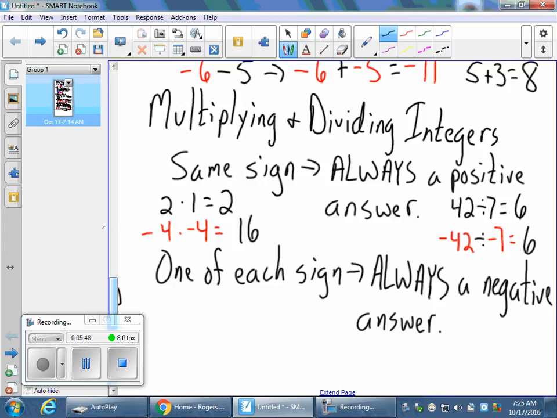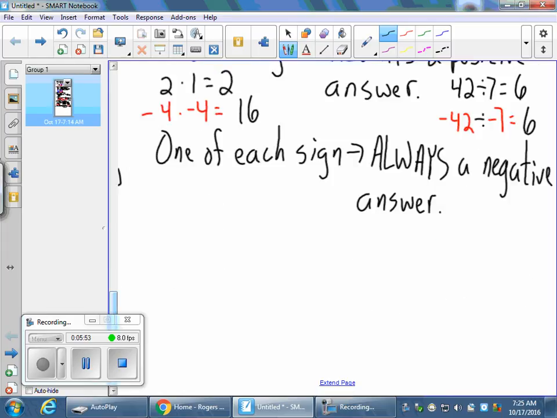And then if they have one of each sign, so 7 times negative 6, the rule is when one's positive, one's negative, you're always going to have an answer that's negative. So 7 times 6 is 42. Because the 6 was negative and the 7 was positive, we end up with negative 42. And if we do it the other way around, negative 7 times 6, we still have one positive, one negative, so our answer is going to be negative.